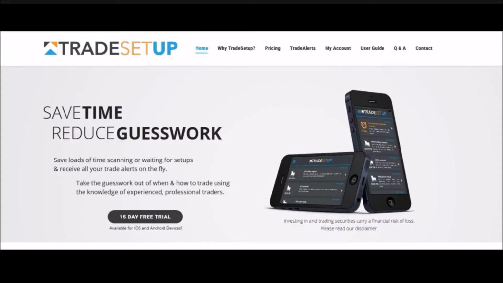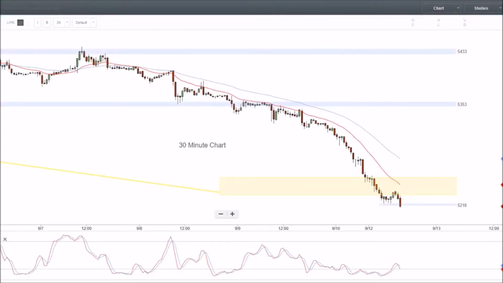Let's take a look at the price action for the ASX 200 today, and we'll also take a look at the DAX, spot gold, and we'll look at the Aussie dollar for this evening's European and US session. Okay, let's look at the ASX 30-minute chart, ASX 200.